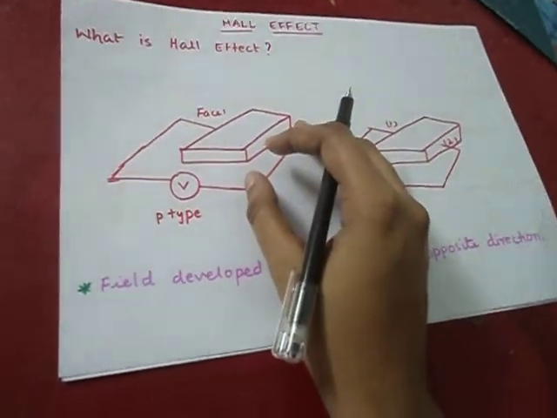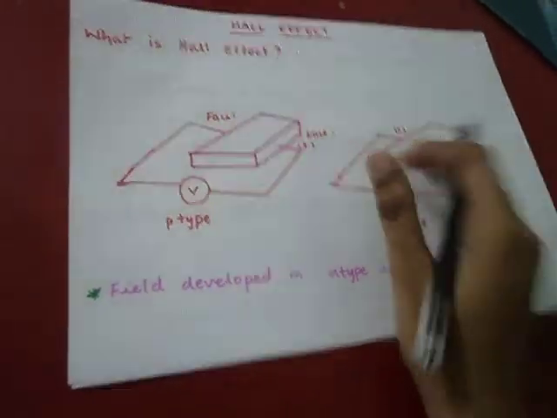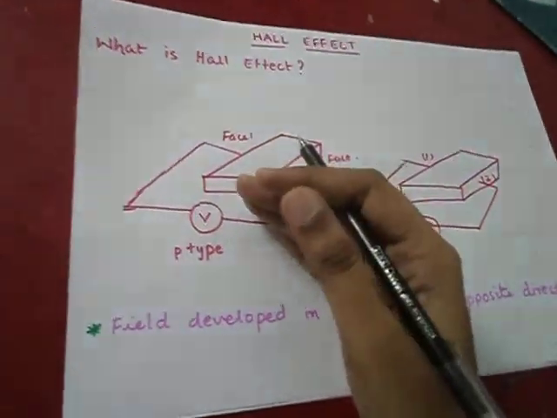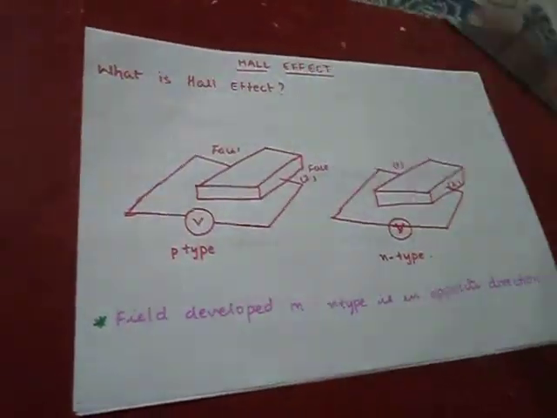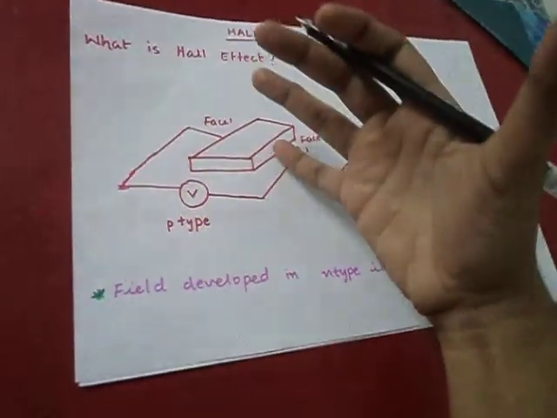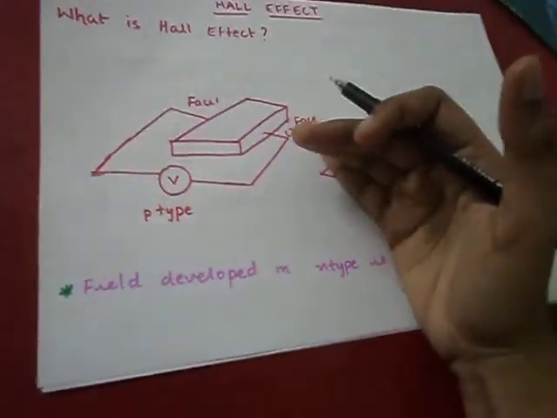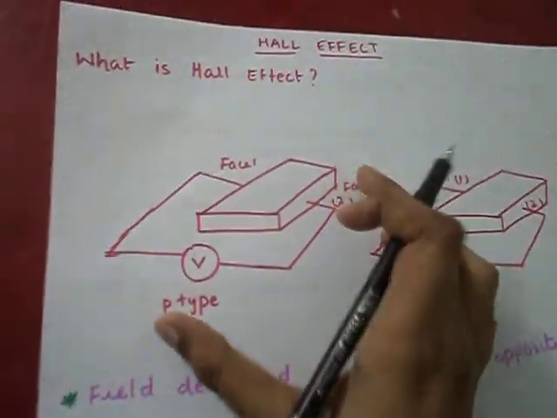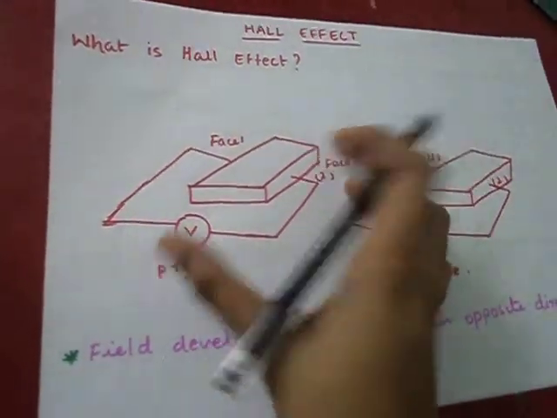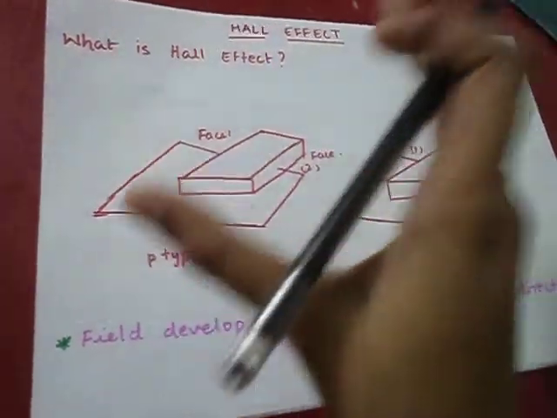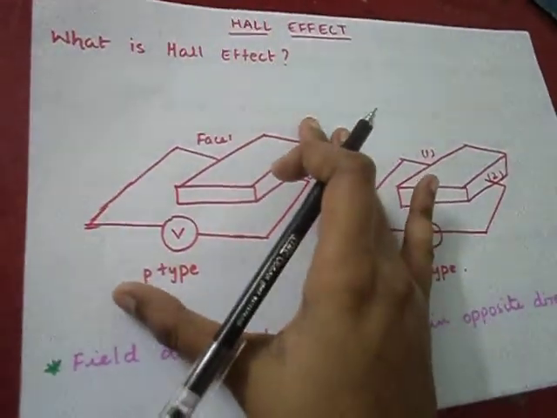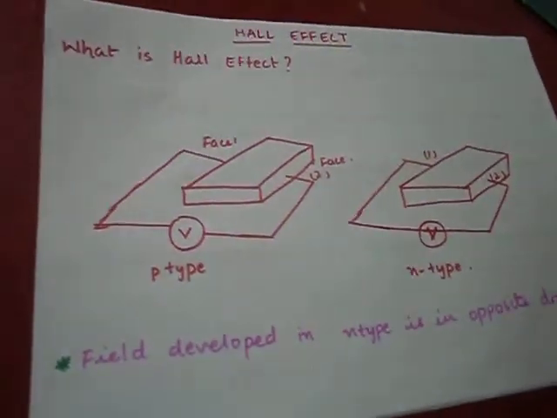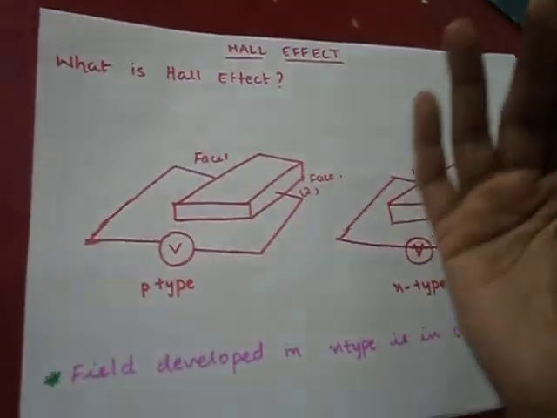Now you have to keep in mind that the current direction should be perpendicular to the magnetic field. As a result of this, an electric field is produced perpendicular to both the magnetic field and the current direction. Now consider the p-type material. As you know, p-type material is due to the doping of trivalent atoms. Holes are the majority carriers in this, so we take holes here.